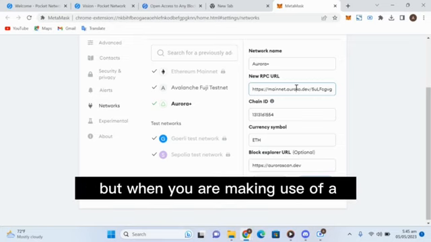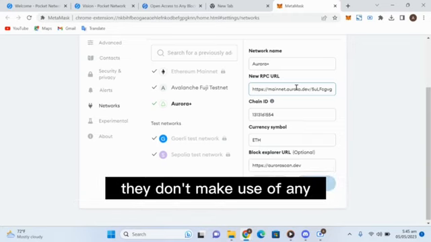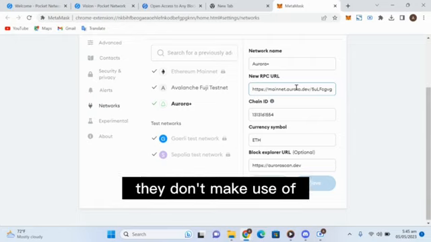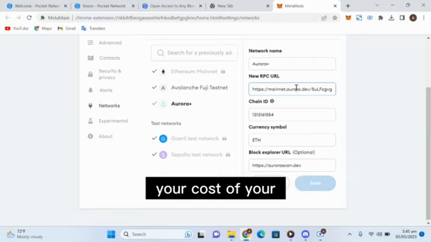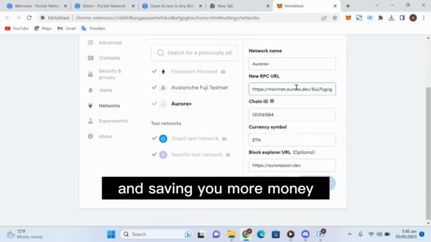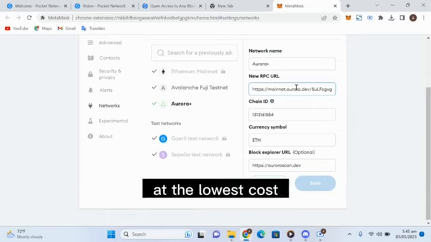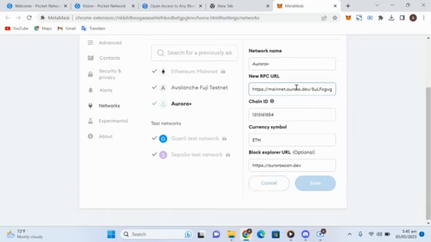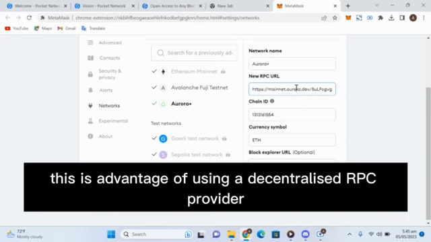But when you are using a decentralized RPC provider, they don't make use of any centralized server. They don't make use of any centralized service. As a result of this, it makes the cost of communication with the blockchain cheaper, which makes the cost of running your application much cheaper and saves you more money. Who does not like to save money? Everyone loves to run their business at the lowest cost possible and get the highest profit possible. This is an advantage of using a decentralized RPC provider.